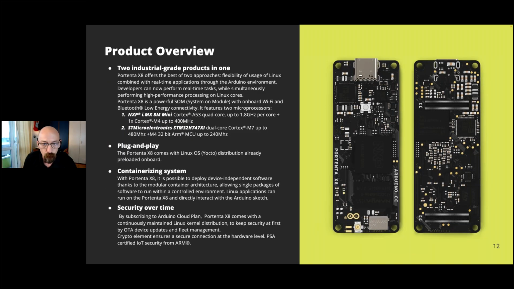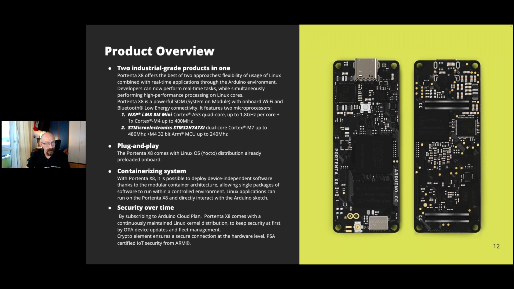Let's have a brief overview. It's two industrial-grade products in one. I said that we have two separate processors: a microprocessor and a microcontroller. On the Linux side, we have an NXP i.MX 8M Mini with a quad-core A53 microprocessor with up to 1.8 gigahertz per core. And then on the other side, we have the STM32H747 with a dual-core M7 plus M4 microcontroller. So that's plenty of power inside this board.